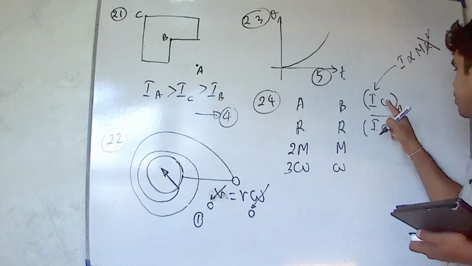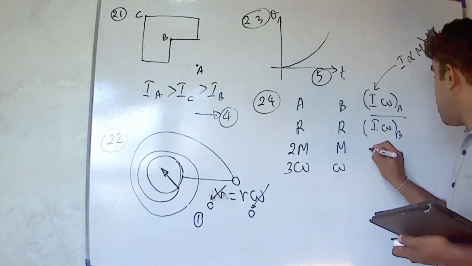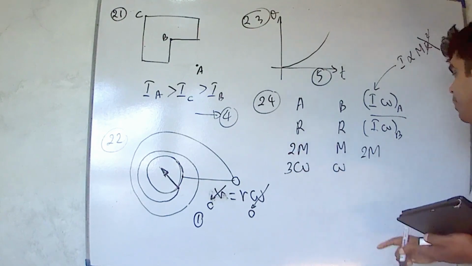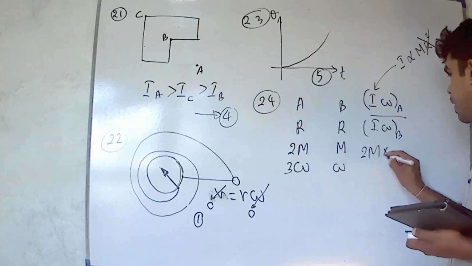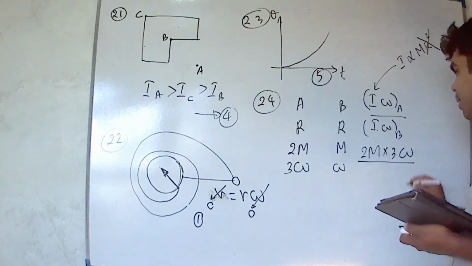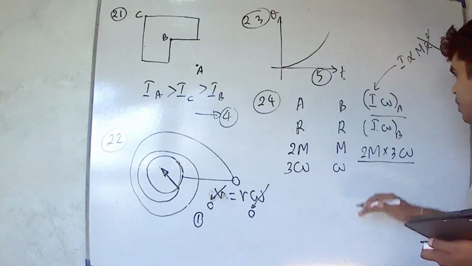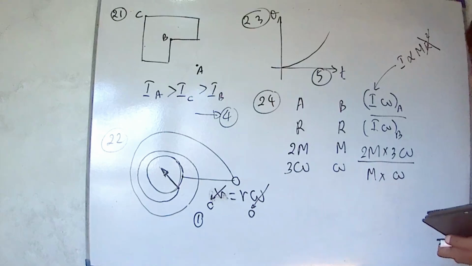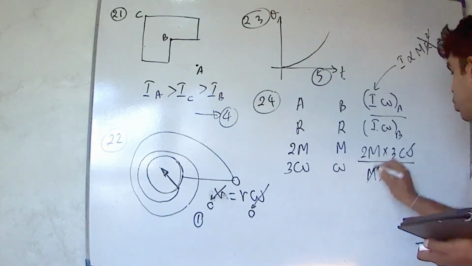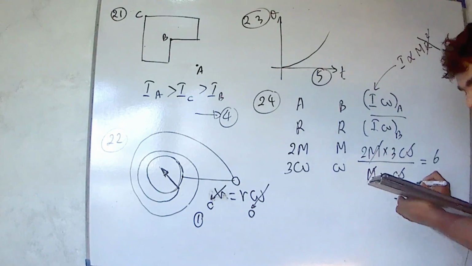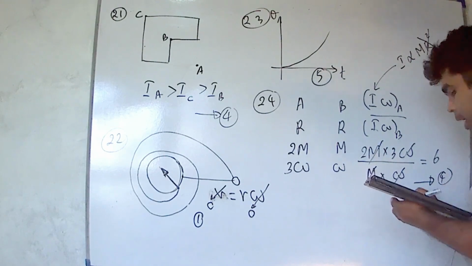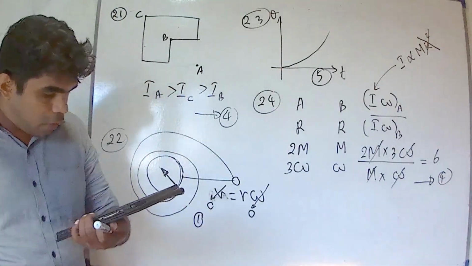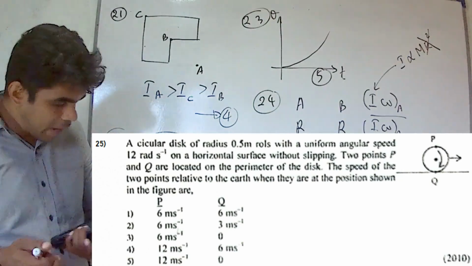Then we can get mass 2m for object A into angular velocity 3 omega, divided by mass of B, m, into omega, as the ratio between angular momentum. Then we can cancel out omega and m. 3 into 2 is 6. 6 is the answer. Then the answer is 4 for question number 24. Then question number 25.